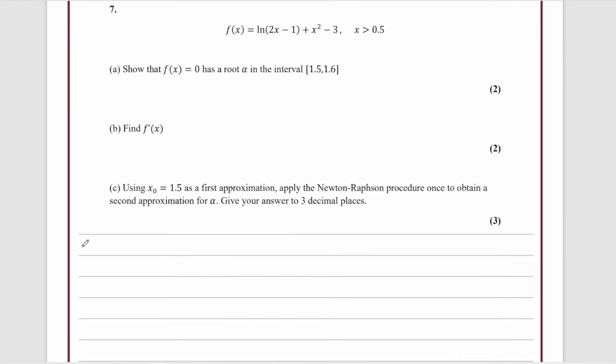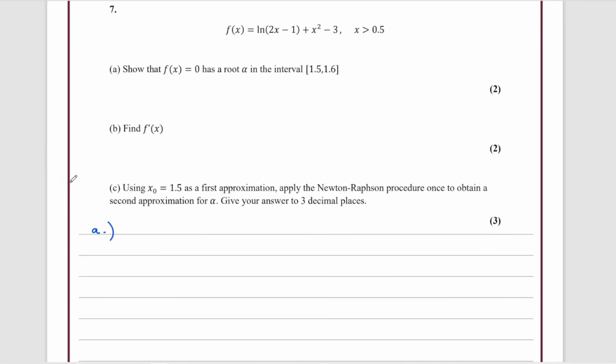Moving on to question 7, then we've got f of x equals the natural logarithm of 2x minus 1 plus x squared minus 3 for x being strictly greater than a half. Now for the first part here, pretty standard stuff. We want to show that f of x equals 0 has a root alpha in this given interval here. So to show this, for part A, what we need to consider here is a change of sign.